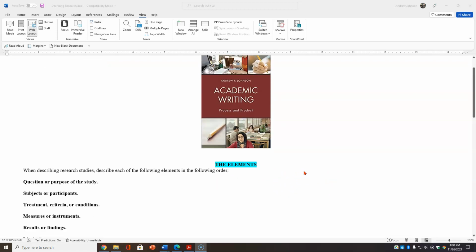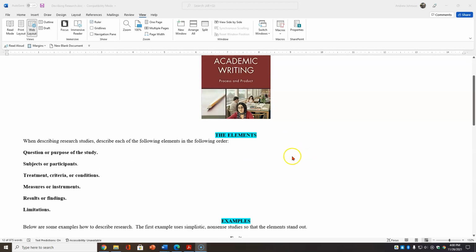So, when describing research, what should we include? These things in this order. First thing, question or purpose of the study. One sentence to describe the research question or the study purpose. Then the subjects or participants. Use as few sentences as possible, usually 1 to 3.